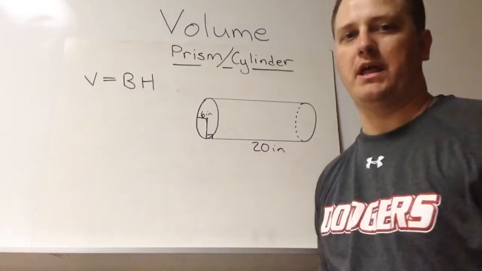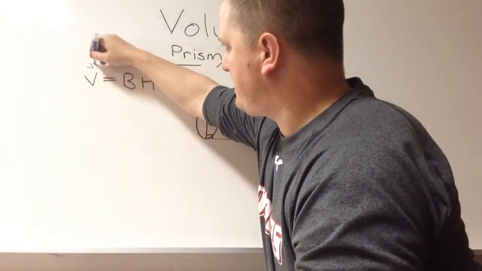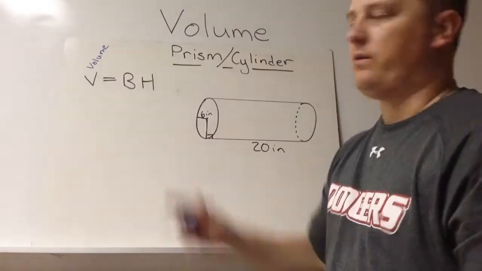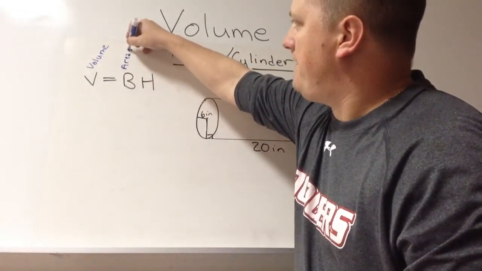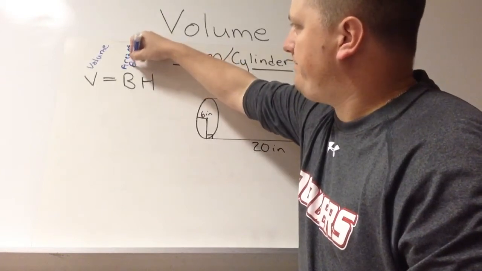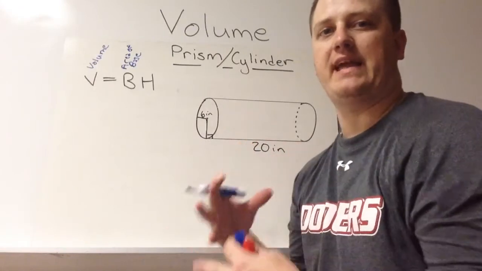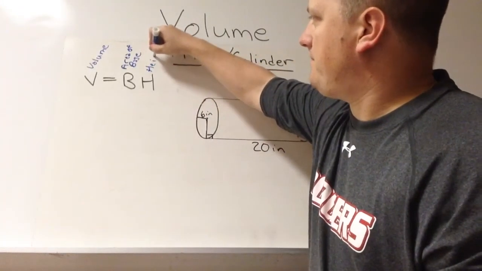So the basic formula here is volume equals the area of the base. So it's important that we understand what the base is, because we're going to have to find the area of it, and then times the height.